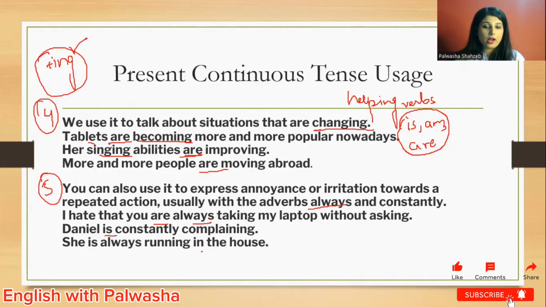She's always running in the house. All right. Or if we use it in an interrogative, why are you always running here and there? Or why are you running here and there today? So it's something when you show irritation towards someone. So this is the fifth example.